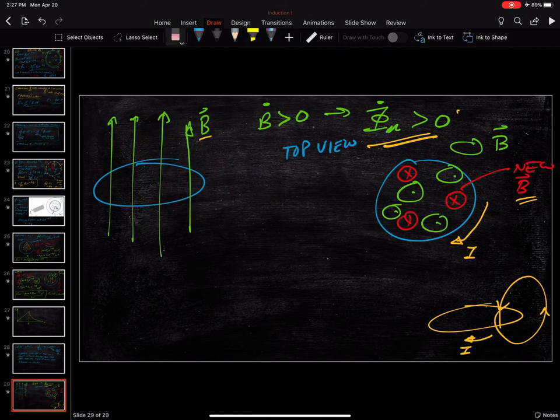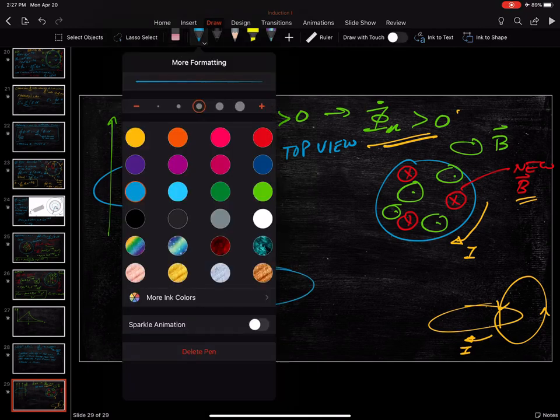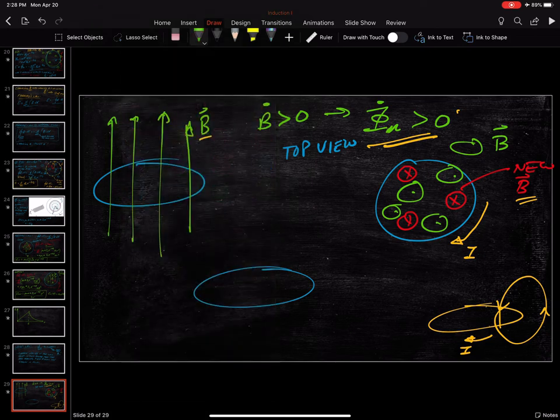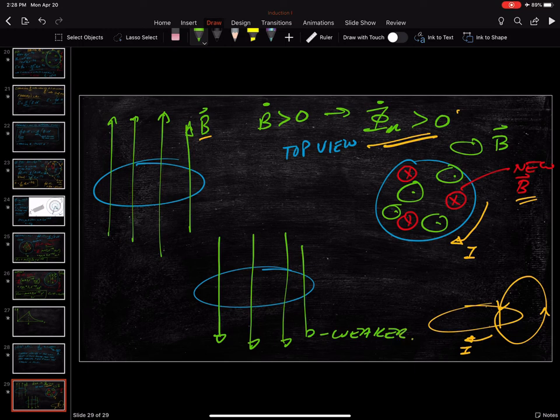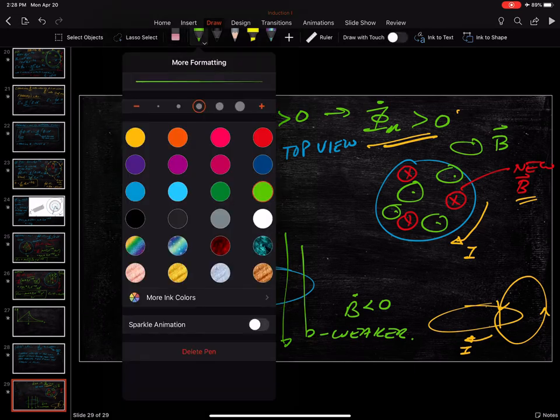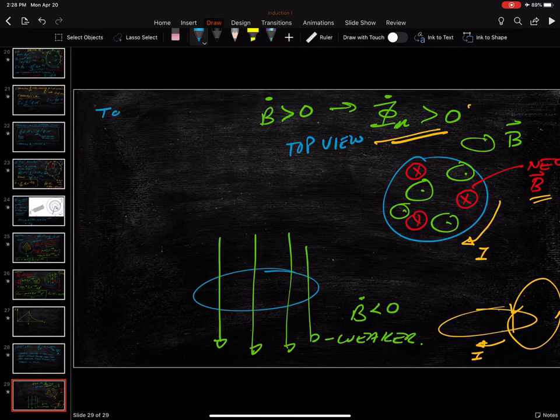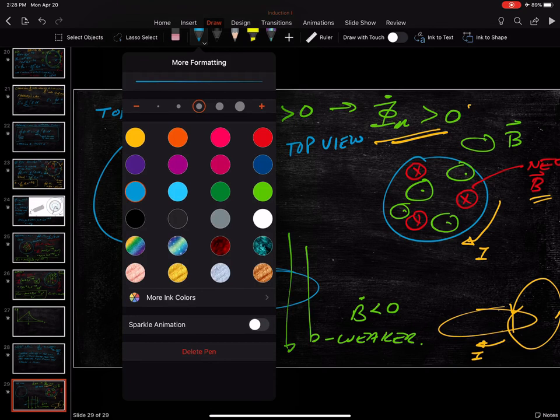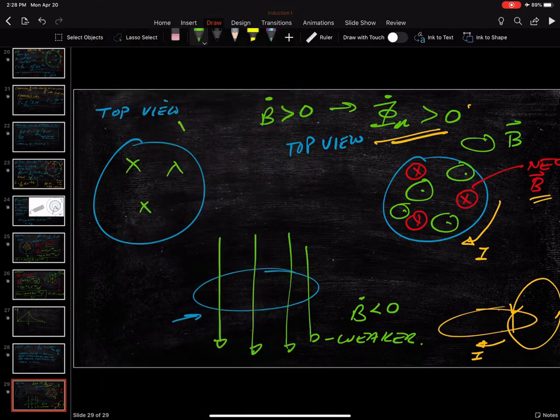Suppose I take my ring here, and my magnetic field points, let's see a more complicated example. Suppose it's pointing down, but it's getting weaker. Okay? So suppose that I have this thing so that B dot is less than 0. Okay? It's getting weaker and weaker and weaker. Then in this case, if I look at it from a top view, here's the top view. The magnetic field points into the page. Okay, so this is my original one.